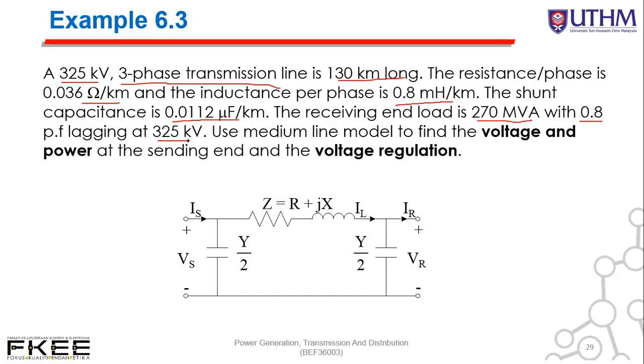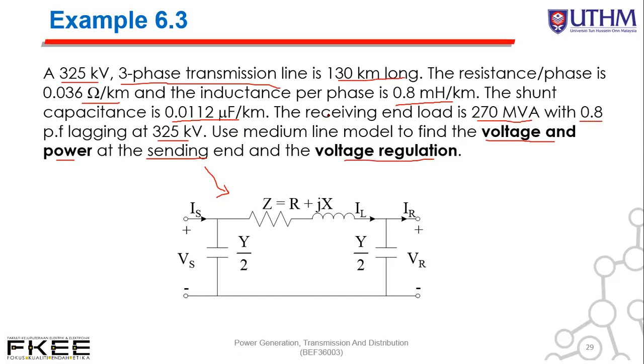So we have load 270 MVA and load voltage is 325 kilovolt. Use the medium line model to find the voltage and power at the sending end and the voltage regulation. We can use the same equivalent circuit of the medium line model to solve the problem.